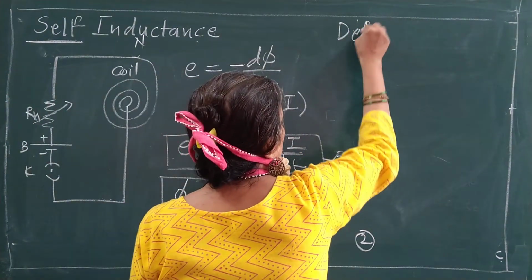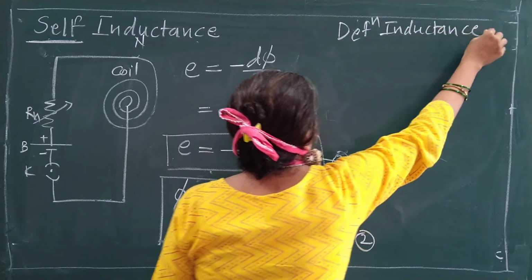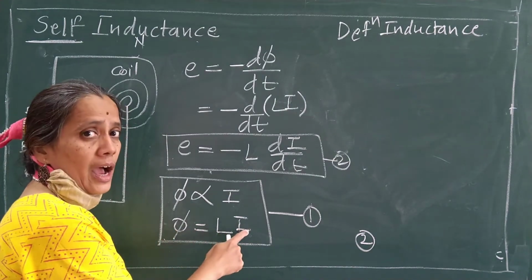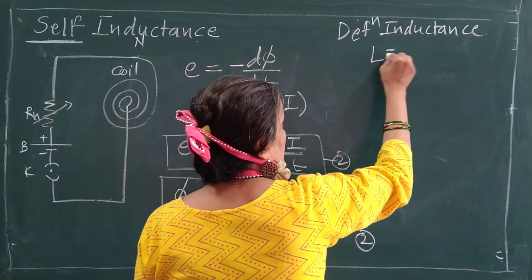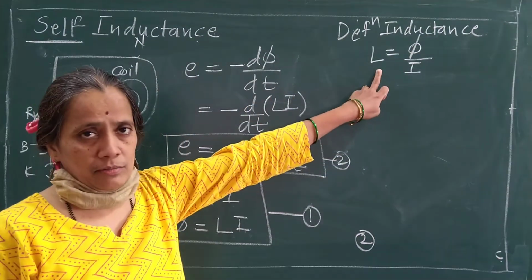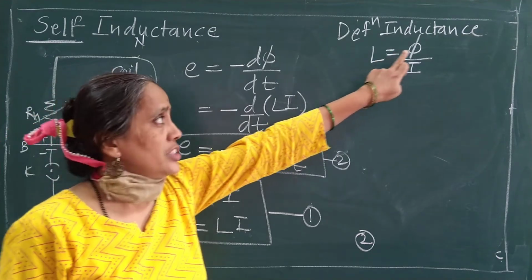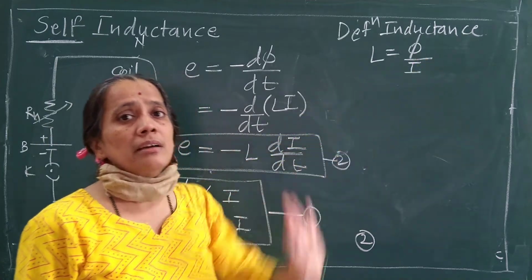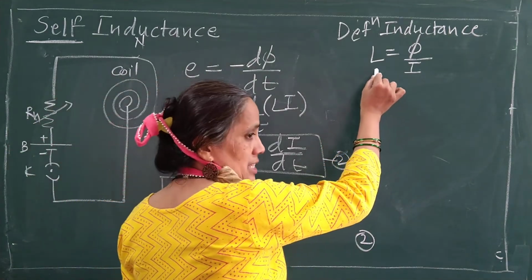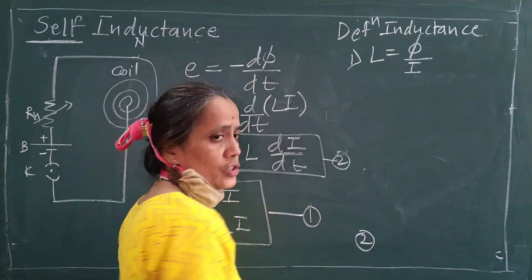Now for the definition of inductance, I can concentrate on equation number 1. What is equation number 1? Phi is equal to Li. So I can write the formula L is equal to phi upon I. This is my first definition. Self-inductance is defined as change in magnetic flux per unit current. That is the first definition.